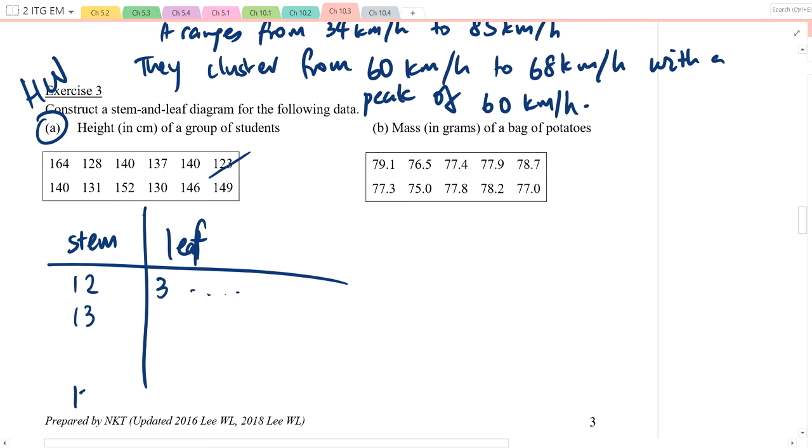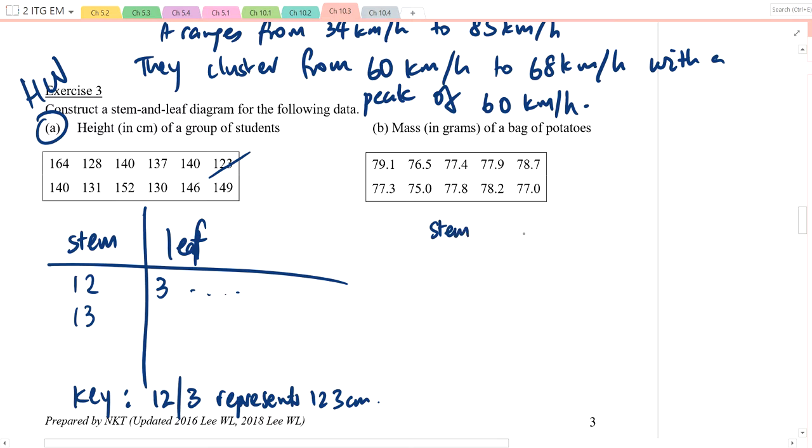Then we also need a key. What is your key going to be? 12-3 represents 1.23 cm. Okay? Fill in the blanks yourself. Don't do it now, because I want to go on to the next one, which you have not seen before.